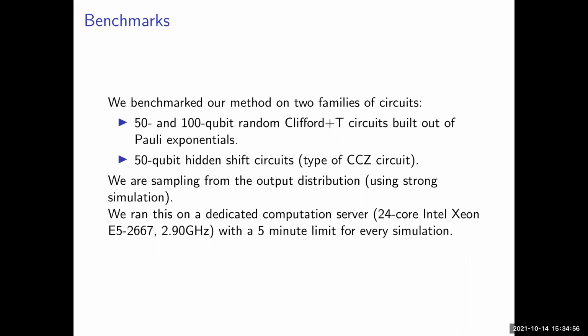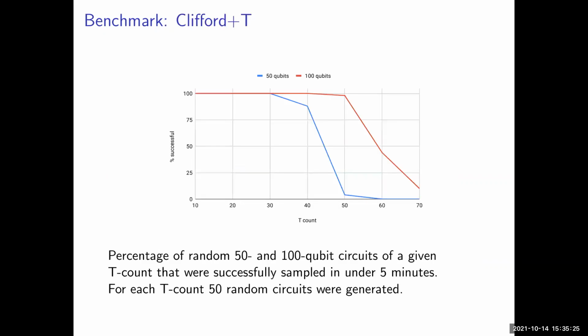So we implemented this in a software library we call Xaxis, which is a Rust implementation of our physics library, which is a lot faster than physics. And we ran this on a dedicated computation server, which is this particular quite powerful Intel machine. And we had a 5-minute limit for every simulation. If we ran out of time, we just ignored that simulation and graphed only the results we could actually calculate. So this is the first graph.